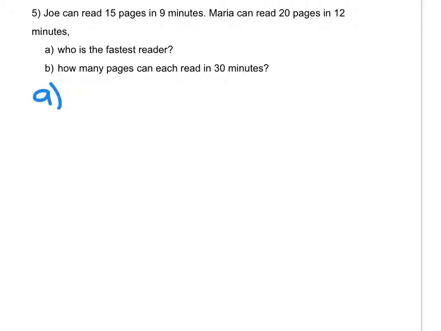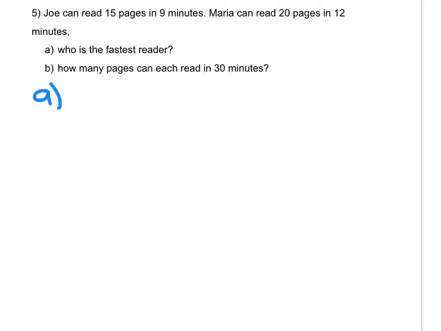So there's a couple of ways you can do this, right? For example, you could reduce both of them to 1 page. So you could see Joe, 1 page, how many minutes? You could do Maria, 1 page, how many minutes? Whoever does it in the lowest amount of minutes is the fastest reader because it takes them less time to read a page.